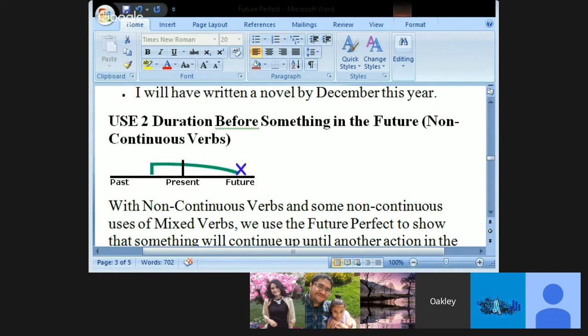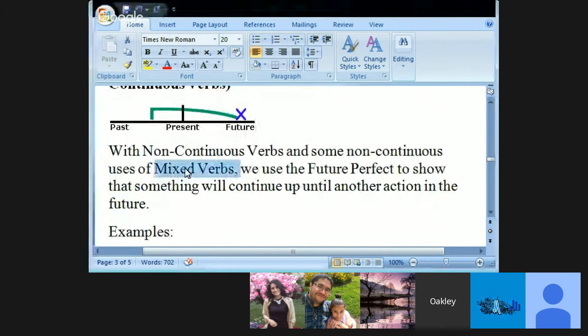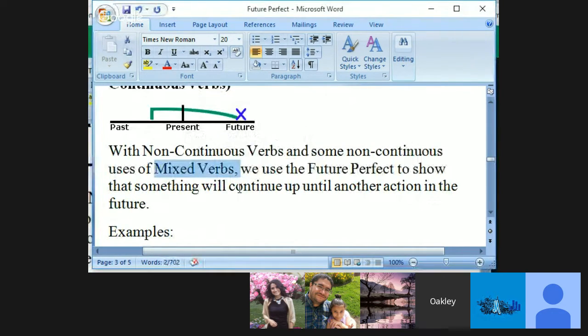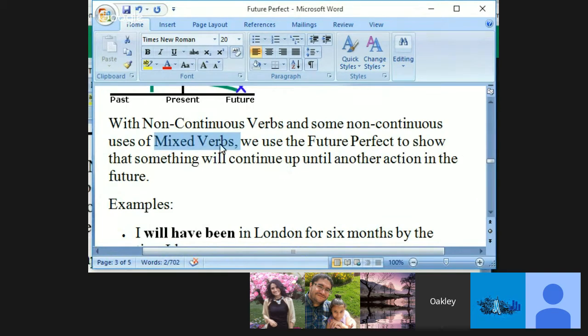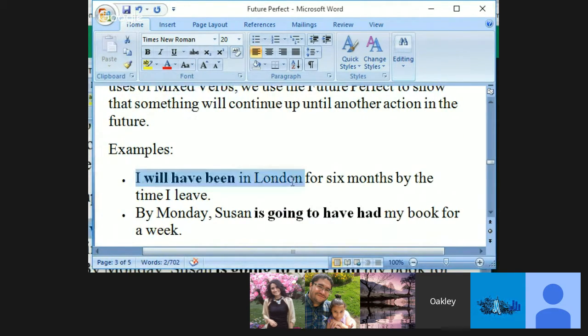There are verbs that can never or should never be used in a continuous fashion, like love, hate, like. And then there are mixed verbs where one definition describes a state and not an actual physical action. There's a lot of mixed verbs, by the way, and sometimes it's a little subtle, but all right. For example, I will have been in London for 6 months by the time I leave. You simply cannot say I will have been being in London. You can't use a continuous form. A future perfect continuous form cannot be used.